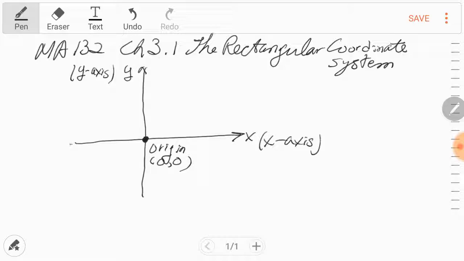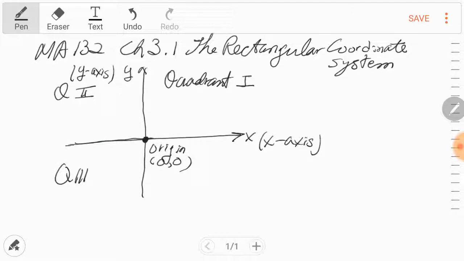These two number lines separate the flat surface into 4 sections. We call the upper right corner quadrant 1, and the upper left corner quadrant 2. So we go counterclockwise. The next region is quadrant 3, and the fourth one, the lower right corner, is quadrant 4.